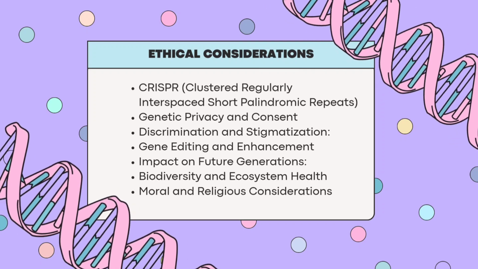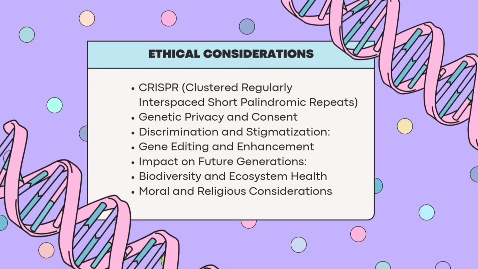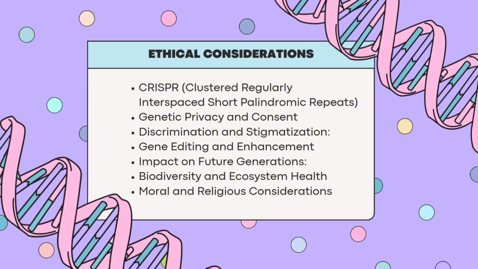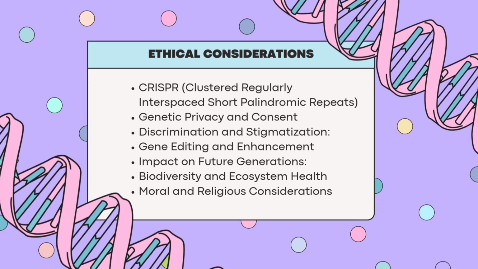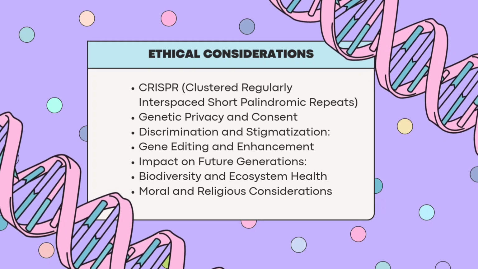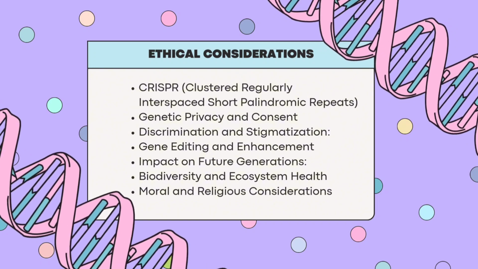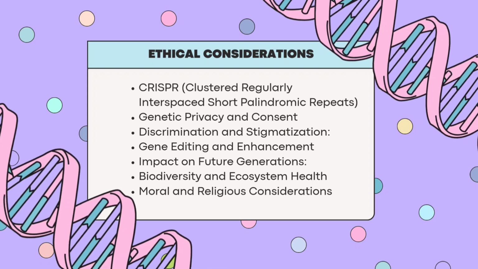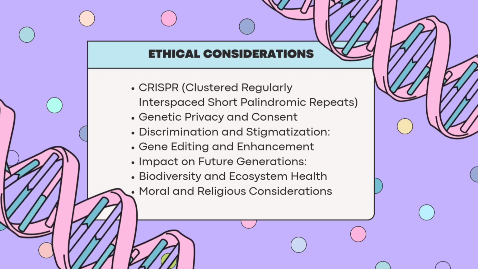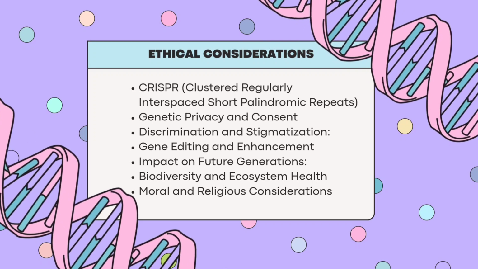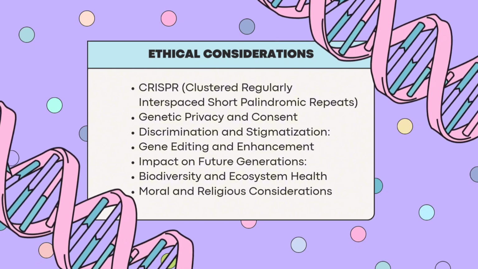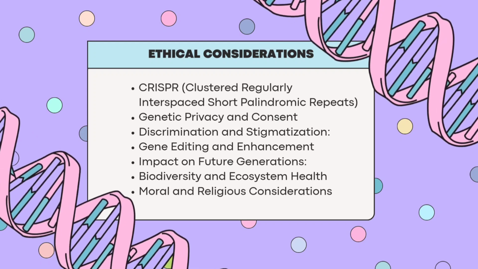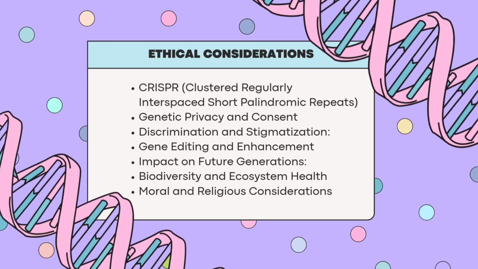Next, we have genetic privacy and consent. Individuals may have their genetic information tested for mutations, raising concerns about who has access to this data and how it is used. Informed consent is crucial to ensure individuals understand the implications of testing and potential consequences. Next is discrimination and stigmatization. There is a risk that individuals with certain genetic mutations may face discrimination in areas like employment, insurance, and healthcare. Protecting against genetic discrimination is essential to ensure fair treatment.